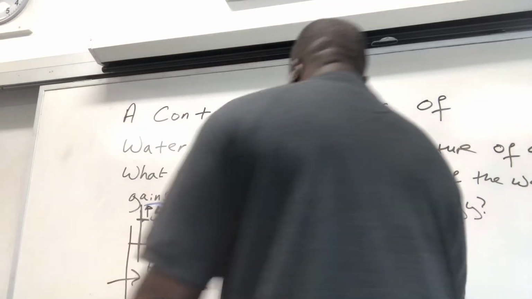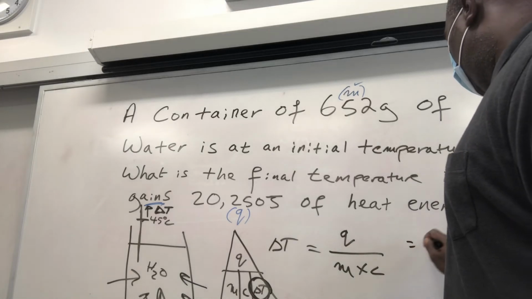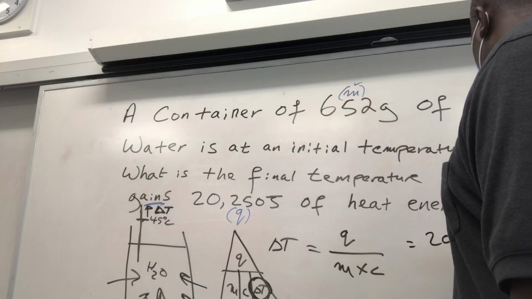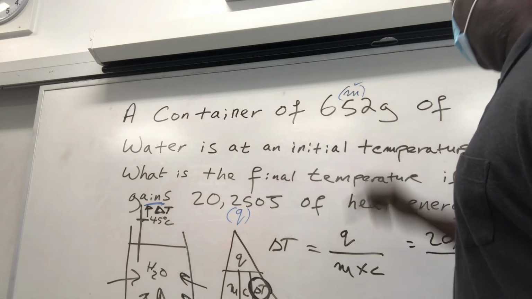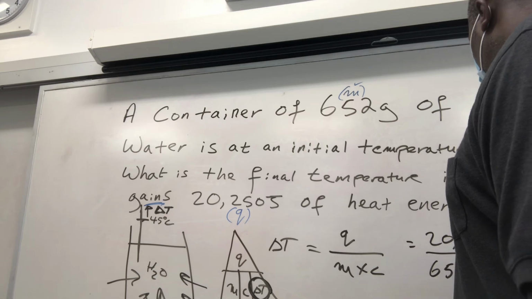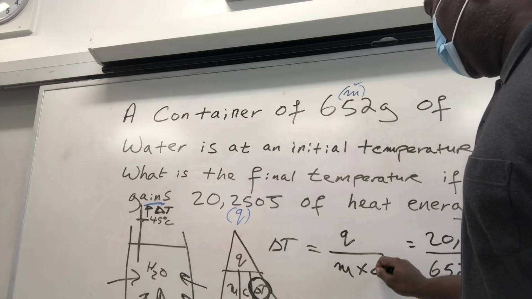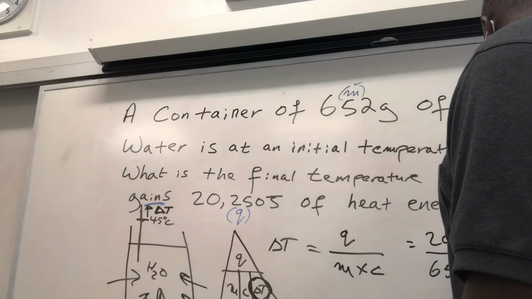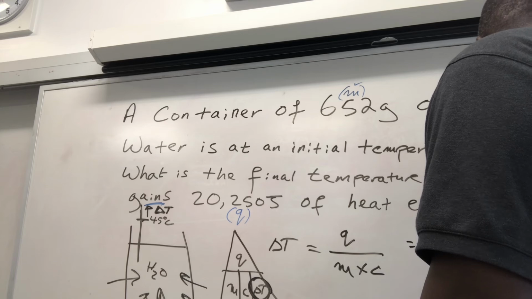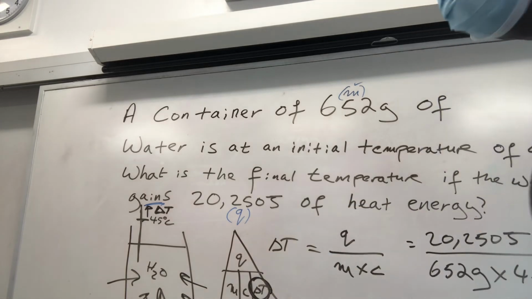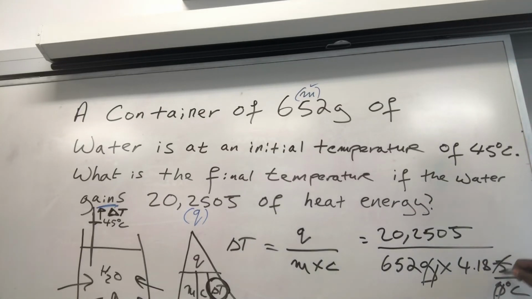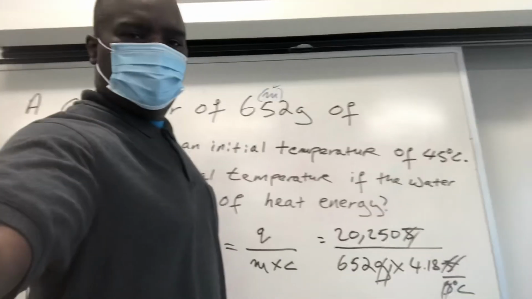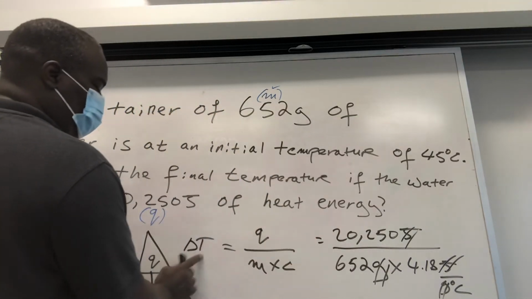All right, so Q is 20,250, so I put that on top. Bam, joules, units, over M, which is 652 grams, times C, the specific heat of water, which is 4.18 joules over gram degrees C. So now what happens? The grams and the grams cancel out. The joules and the joules also cancel out. So now what are we left with? We are left with degrees C. We're happy since we're looking for temperature.